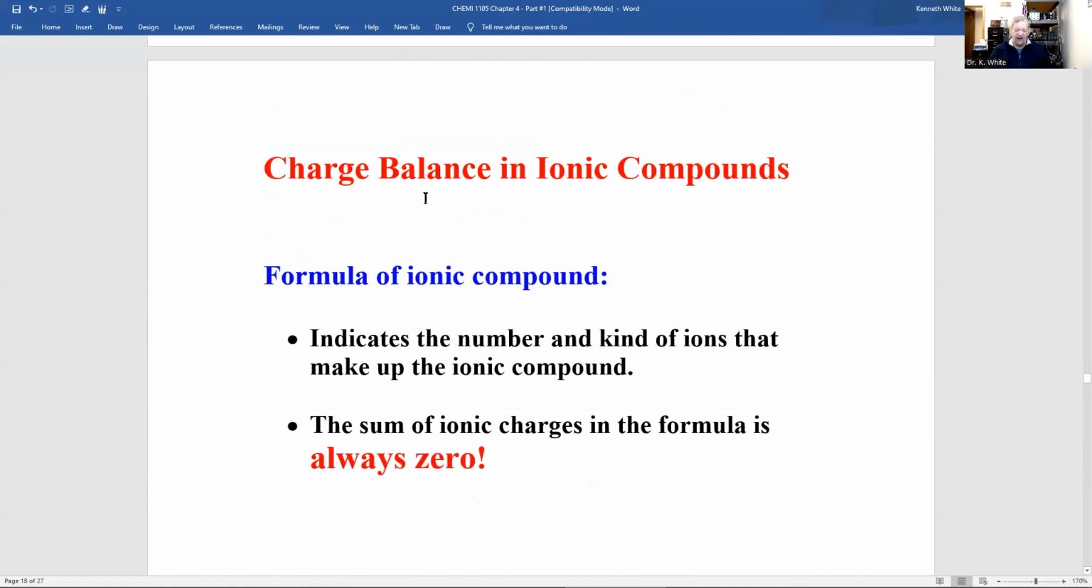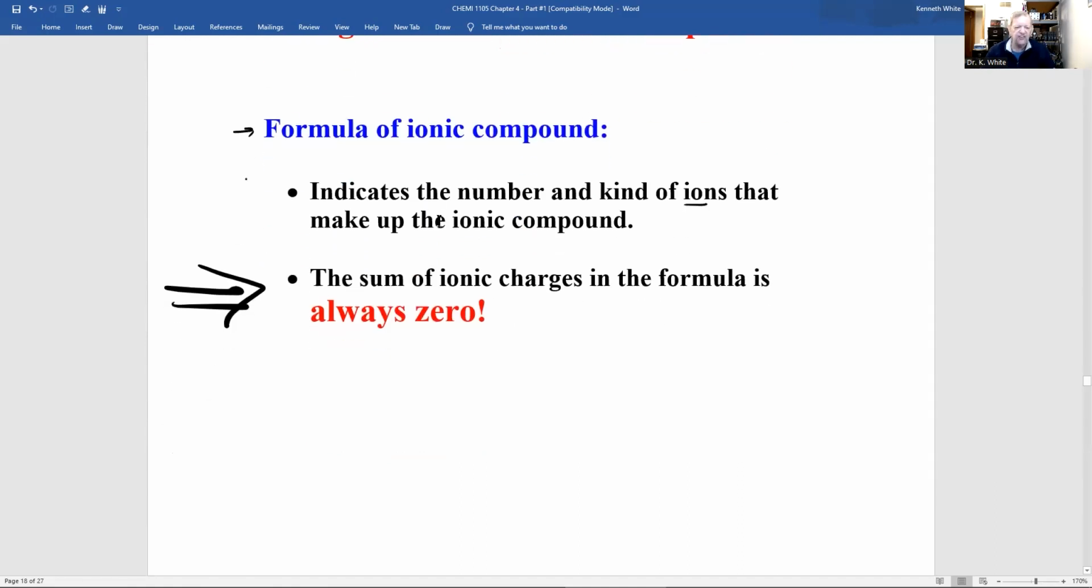Now, you should know how to do this. And what does that mean? That means determine the formula of an ionic compound, given the ions. And the formula indicates the number and kind of ions that make up that ionic compound. Now, you should know the sum of ionic charges in a formula for any ionic molecule is always 0.